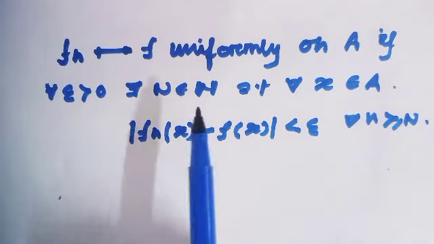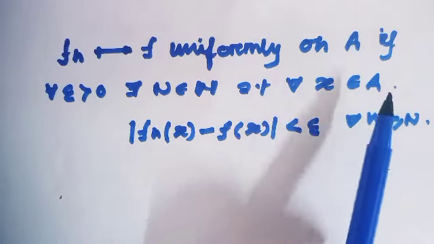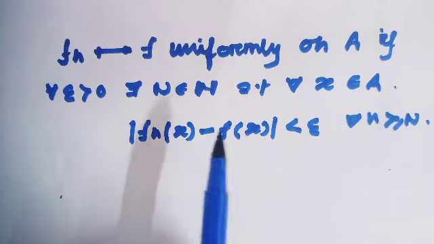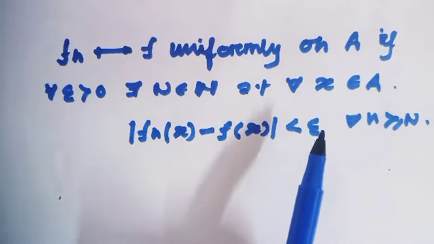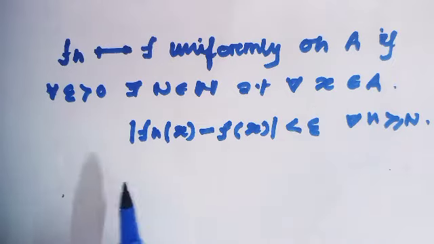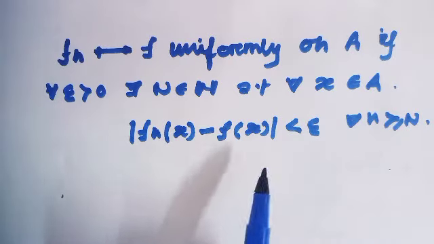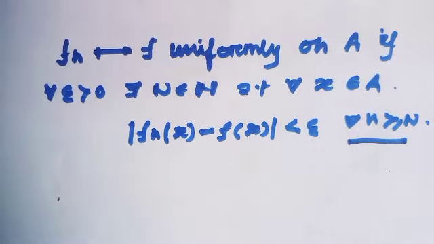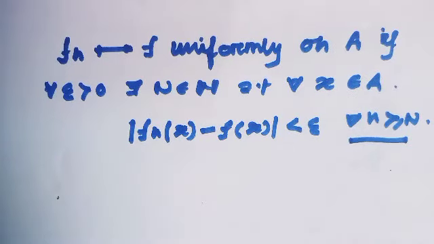fn converges to f uniformly on the set A if for every epsilon greater than 0 there exists a capital N belonging to the natural numbers such that for all x belonging to A, the absolute value of fn(x) minus f(x) is less than epsilon, and this is true for all n belonging to the natural numbers. I will now see the relation between Riemann integration of a function and uniform convergence of a sequence of functions.